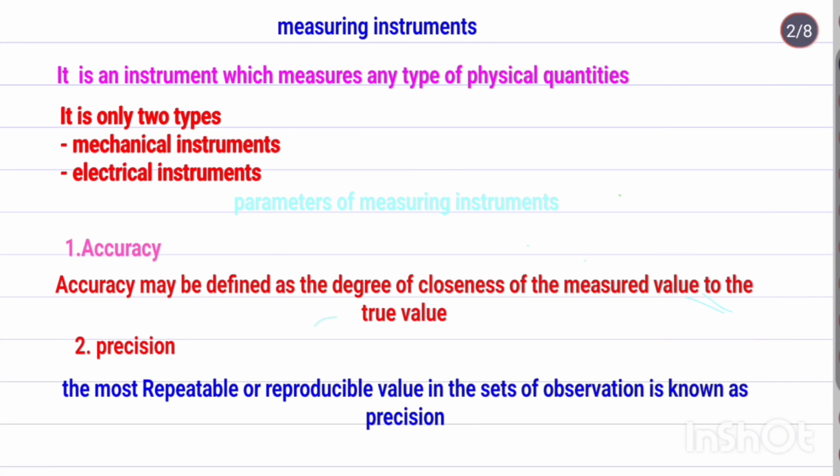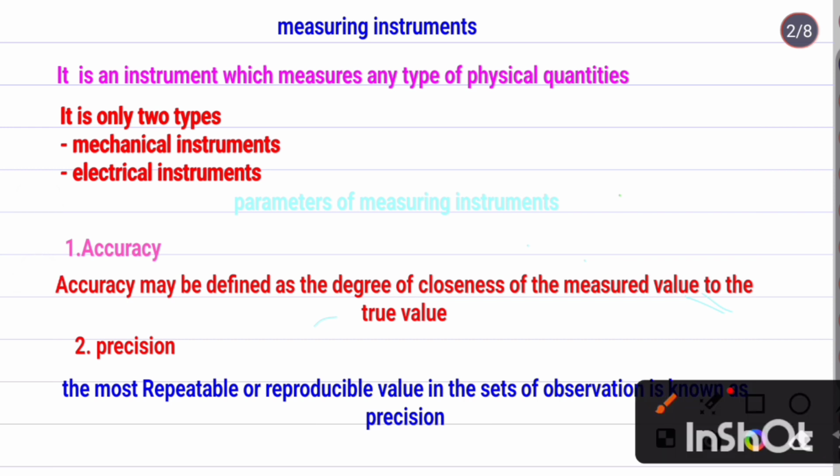First, what do you mean by measuring instruments? A measuring instrument is an instrument which measures any type of physical quantities, like voltage, current, resistance, pressure, speed, etc. It is basically of two types: one is mechanical instruments and another one is electrical instruments. So let us start the parameters of measuring instruments.